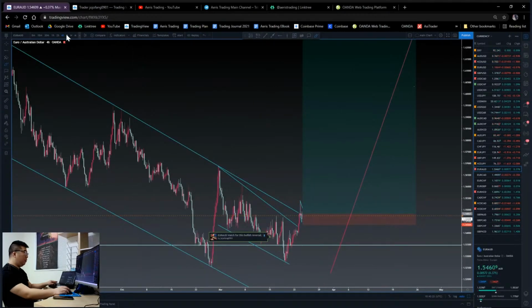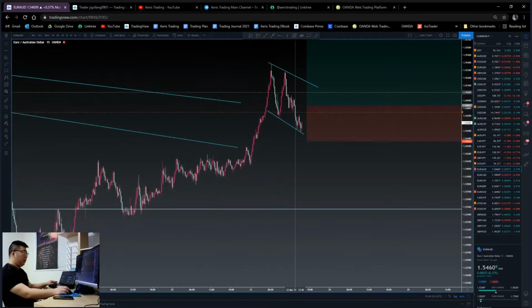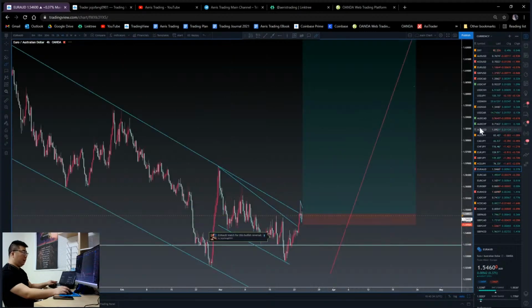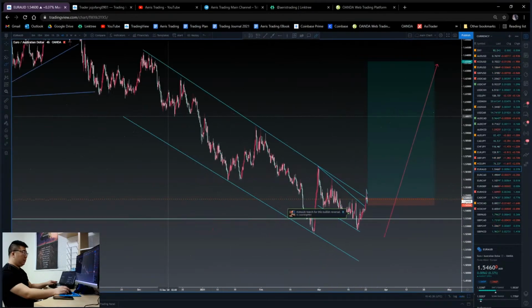Euro Aussie, I'm looking for a potential entry here. Want to see what will happen in this latest area. I'll set a buy stop entry. I haven't set it yet, but I'm looking to set a buy stop entry order here. Looking for this descending channel to reverse and continue to the upside.